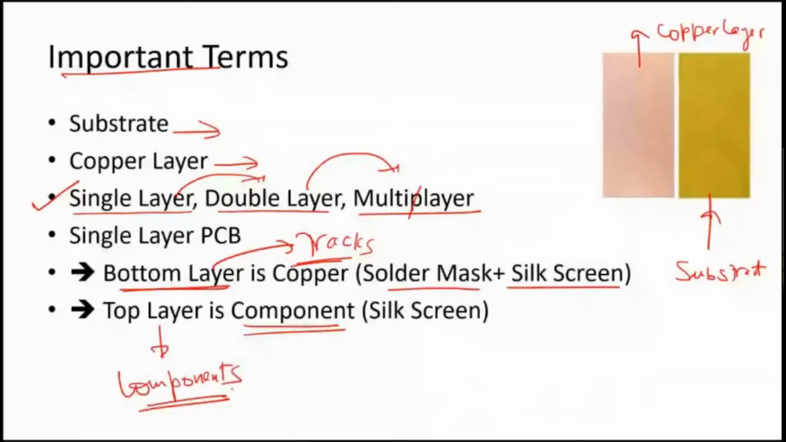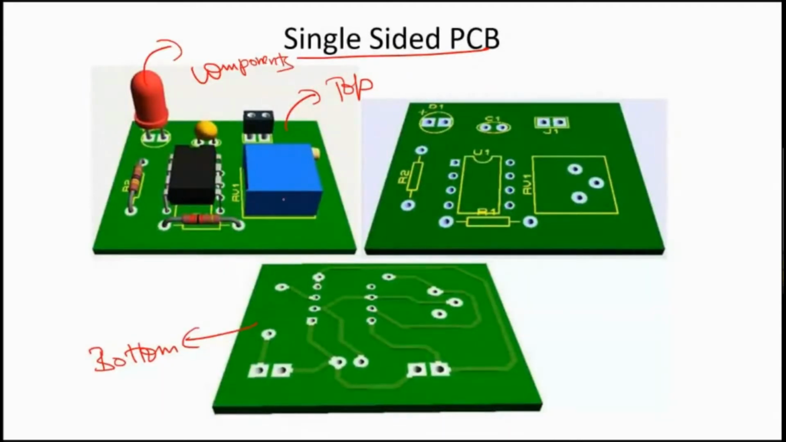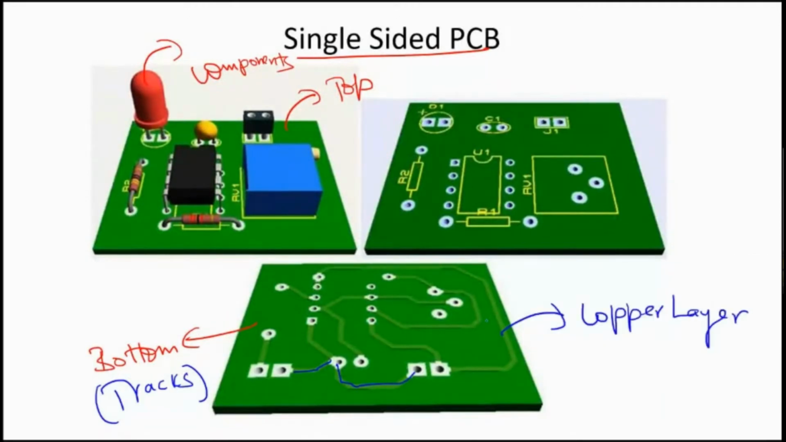So let us understand what exactly a single-sided PCB looks like. This is a single-sided PCB. This is the top side and this is the bottom side. In the top side, we put all our components. In the bottom side, we design all our tracks. You see there are a lot of tracks going from here. So this is the copper layer. The top layer is the component layer, and the bottom layer is the copper layer where we design all the tracks. So that difference you should understand.